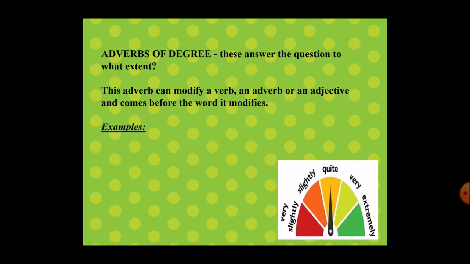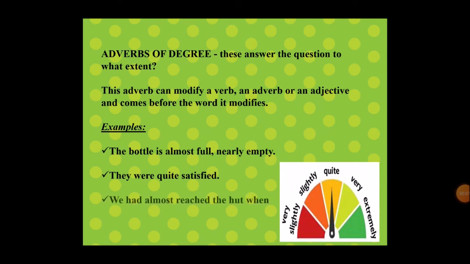Here are the examples. The bottle is almost full, nearly empty. They were quite satisfied. We had almost reached the hut when the rain started. Almost and quite are examples of adverbs of degree.